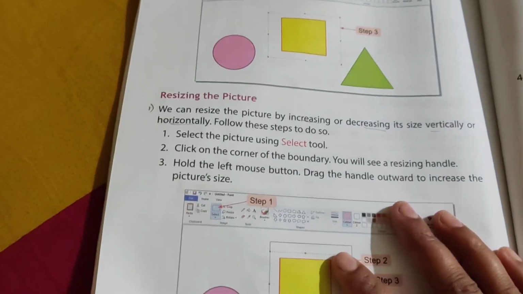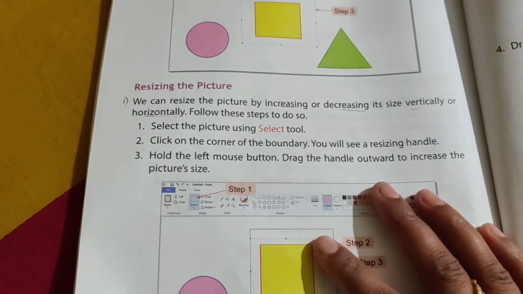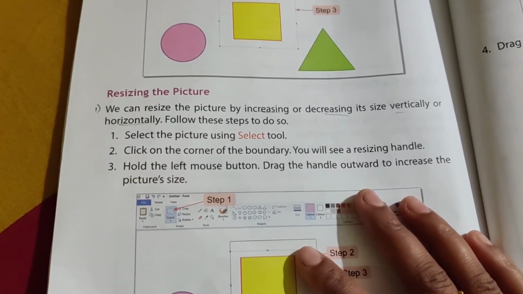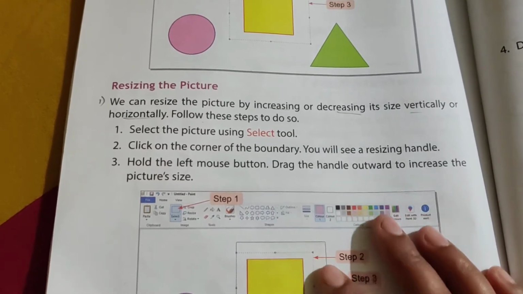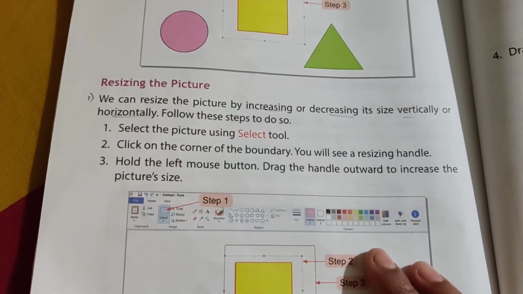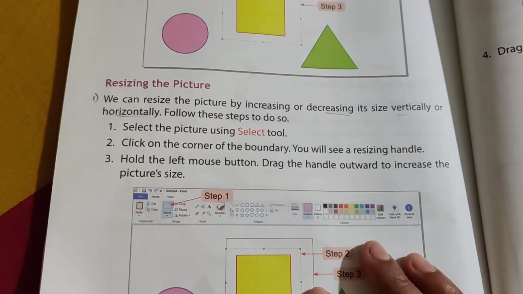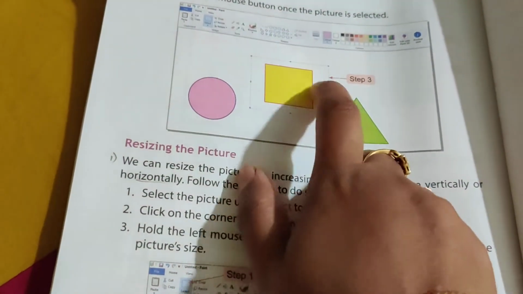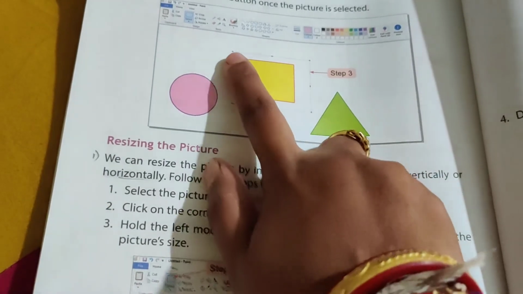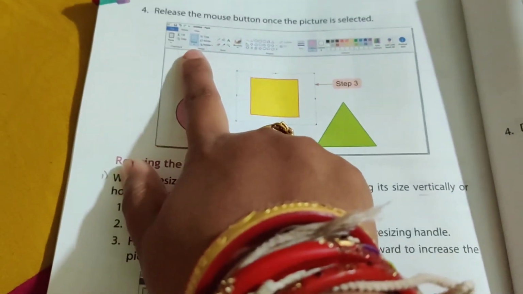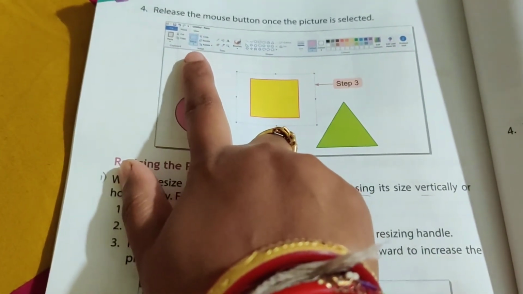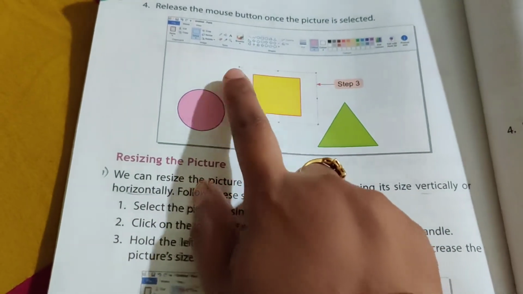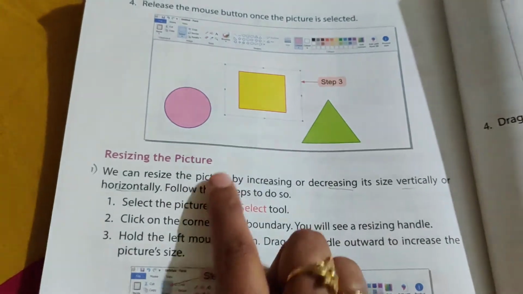Now coming to resizing the picture. We can resize the picture by increasing or decreasing its size vertically or horizontally. Follow these steps to do so. If you want to resize, this size is already there. I selected it through the Image group and the rectangular selection, and I bring it with the left mouse button, drag it and bring it here. After this selection, I can resize.